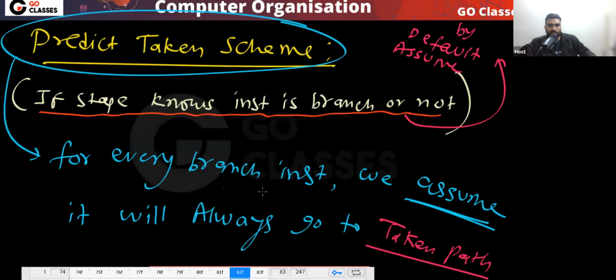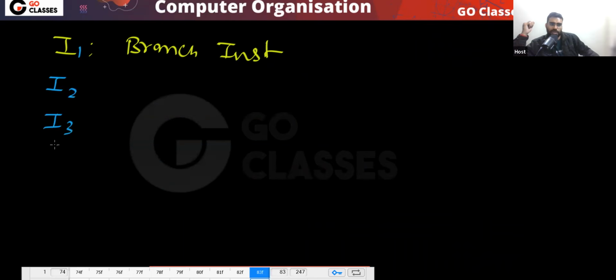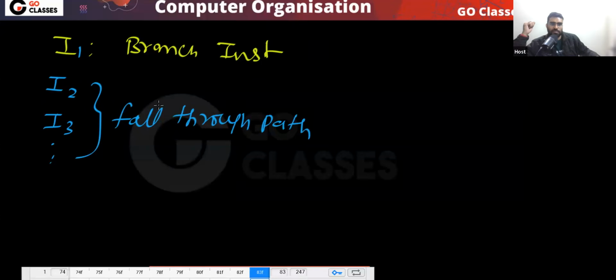This is what we are assuming in this scheme. So if this instruction I1 is a branch instruction, then this is the fall through path, I1, I2. What is this path? This path is called the fall through path. And this other path, IK plus 1 and so on, is the taken path.